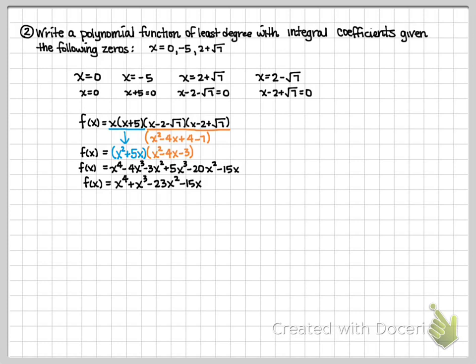So here is my polynomial function, I decided to call it f of x, with integral coefficients. What that means is that you don't have any fractions. That's all. No fractions, no decimals. Everything is an integer when you multiply it together. So I've got a 1 on my x to the fourth, a 1 on my x cubed, a negative 23 on my x squared, and a negative 15 on my x. Every single one of those is an integer, so integral coefficients.